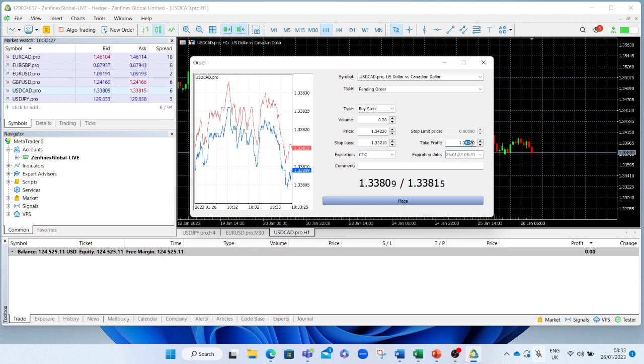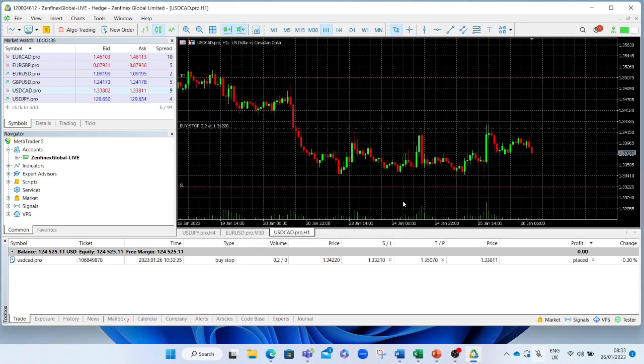And by pressing the place button, a pending order will be placed. So you can see the green line will be if price reaches this level, only then the order will be accepted into the marketplace. And when that order has been accepted, a stop loss and a take profit order will also be entered into the market.